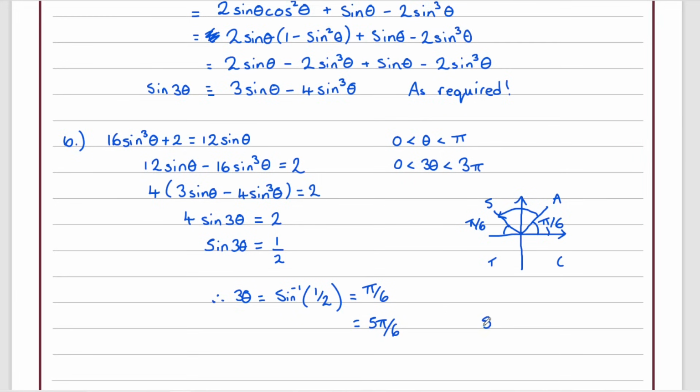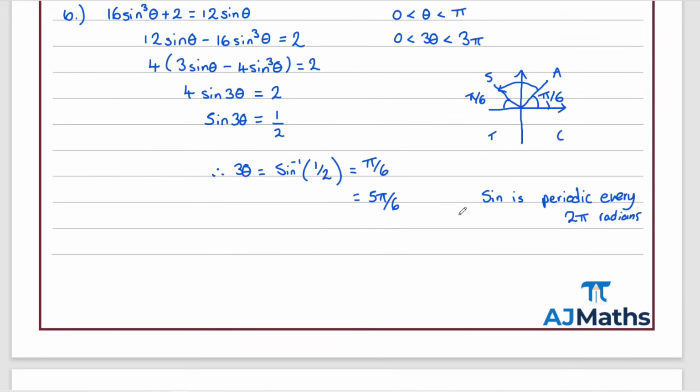So sine is periodic every 2 pi radians. Let's make a note of it here just in case you're not familiar with that. Okay, so let's scroll down again. In that case, my next solution would be taking pi over 6 and adding 2 pi to that. So 2 pi plus pi over 6, that's the same as 12 pi over 6 plus pi over 6, which gives me 13 pi over 6. So my next solution is 13 pi over 6.